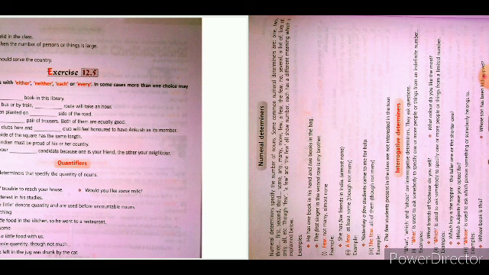So students, that was all about determiners, and today you have seen that determiners are comparatively parallel to adjectives. Sometimes it becomes very difficult to differentiate between determiners and adjectives, and you can also say that they go hand in hand.